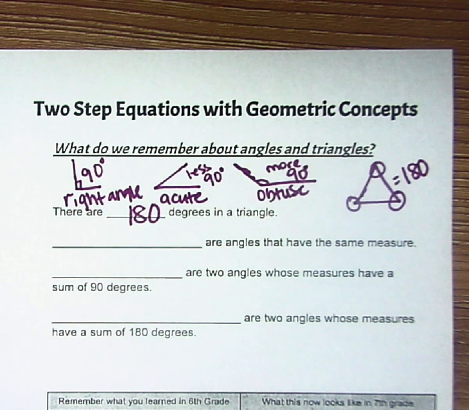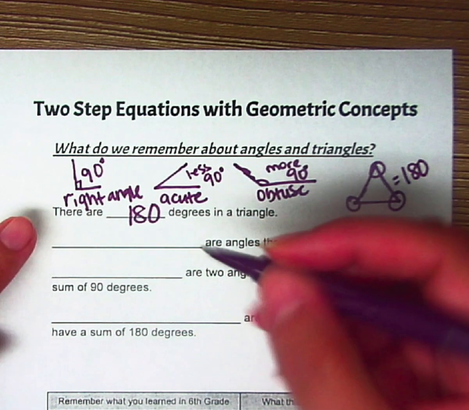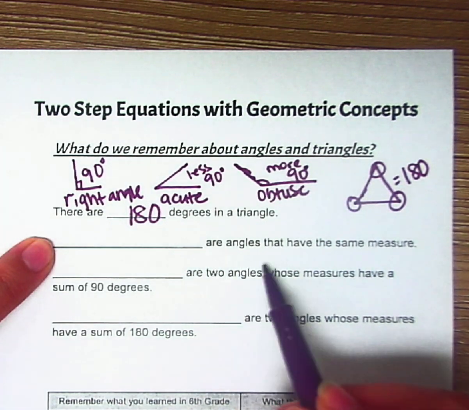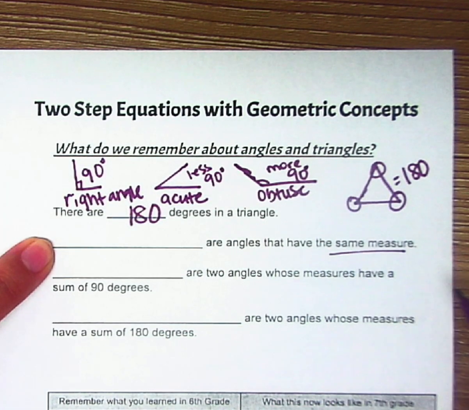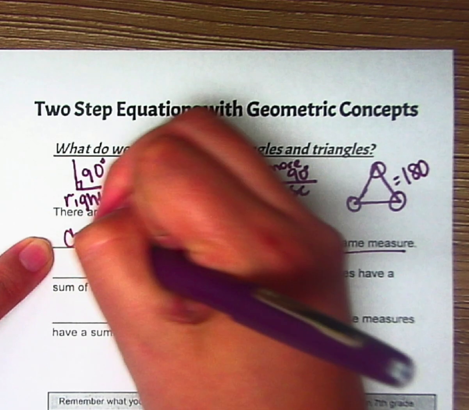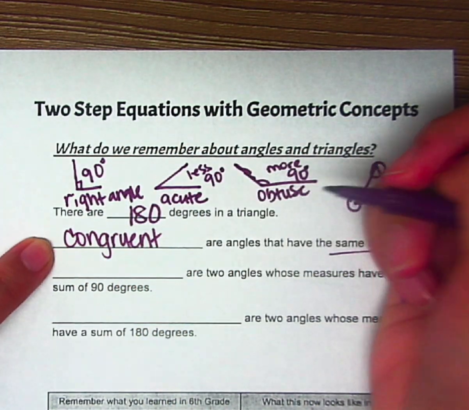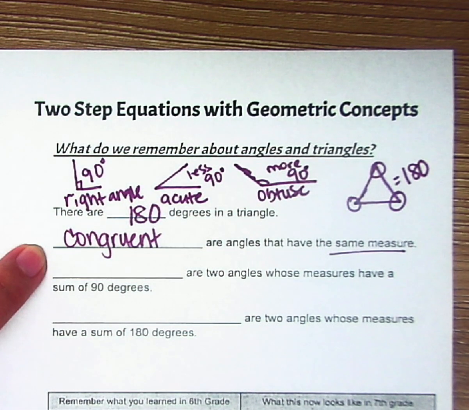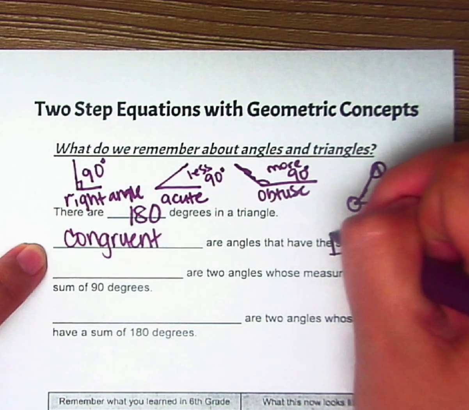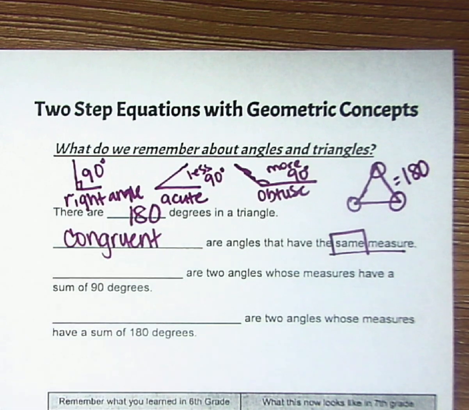Okay, let's do some more vocabulary here. So blank are angles that have the same measure. Congruent angles are angles that have the same measure. If you have the same measurement, you are congruent.